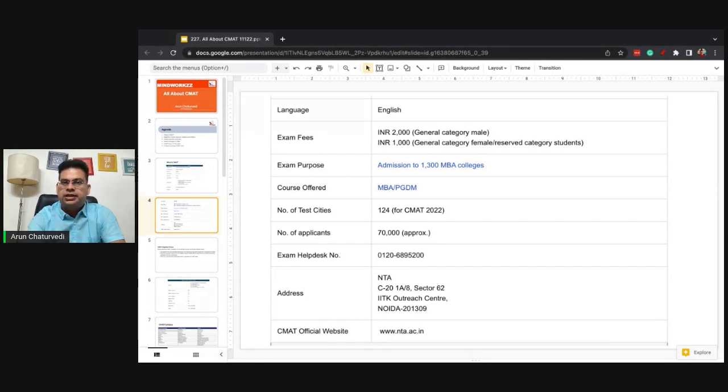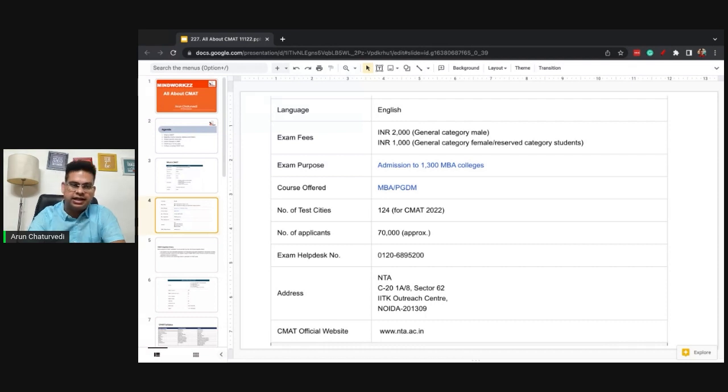More than 1,300 MBA colleges accept CMAT score. So if you want to do MBA this year, you should definitely give this exam. The courses offered are MBA, PGDM. More than 150 cities you can choose from to give the test. Number of applicants were 70,000 last year.